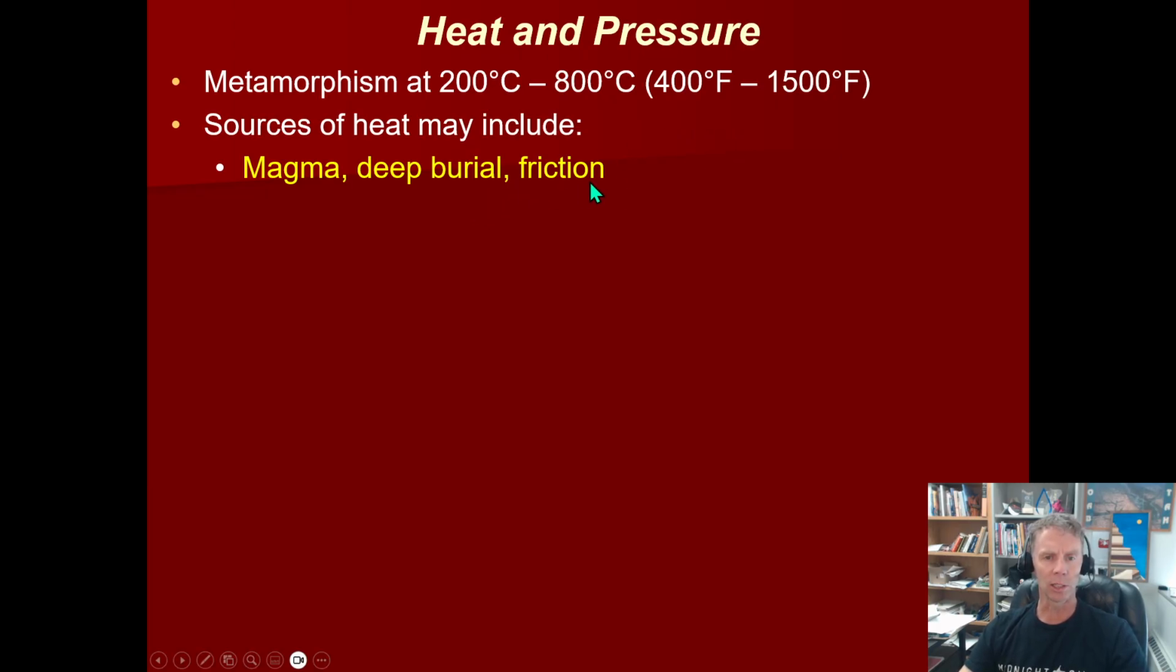And then the third one here, which is a minor one but still worth mentioning, is friction. We can get frictional heating along fault surfaces, or in a really exciting context, we can have meteorite impacts introduce friction into rocks and cause some change and metamorphism.